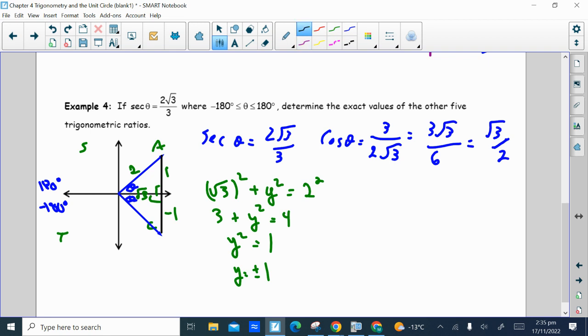So we've got the cosine and the secant. We can now state the sine of theta. In quadrant 1, it'll be positive 1 over 2. In quadrant 4, it'll be negative 1 over 2. So we can say that the sine of theta is both positive and negative 1/2, depending on which quadrant we're in. And then the cosecant of theta, the reciprocal of sine, would be positive and negative 2 over 1, or positive and negative 2.